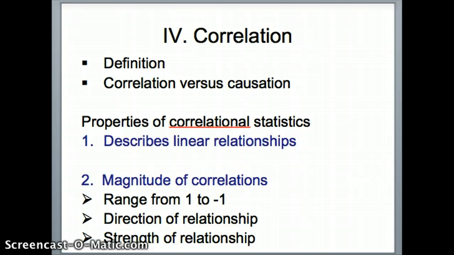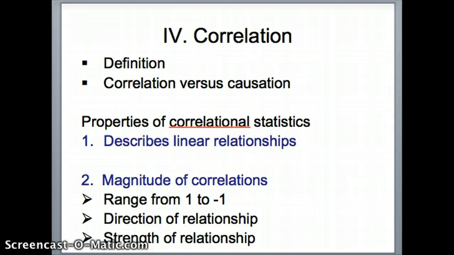A correlation also has to describe a linear relationship, and we'll talk about this a little bit more in the lesson. A correlation statistic basically ranges from 1 to -1. A 1 is a perfect positive relationship, a -1 is a perfect negative relationship, and 0 is in the middle, indicating no relationship at all between the two variables.